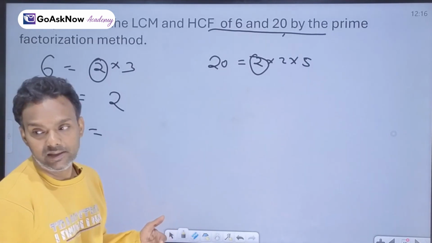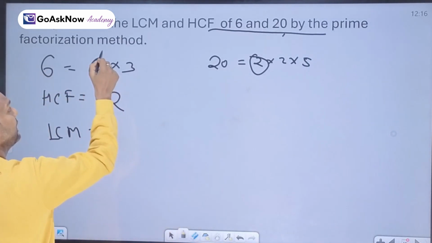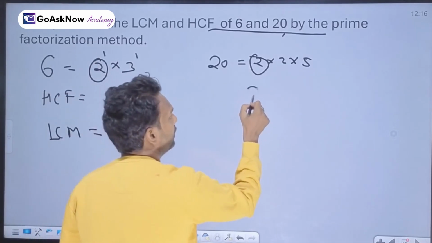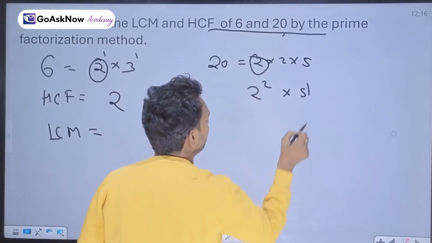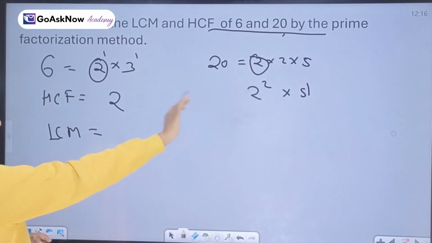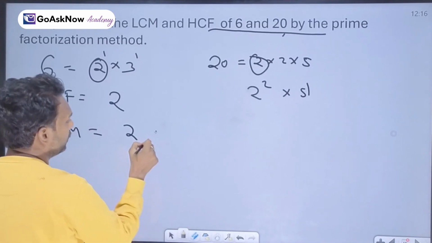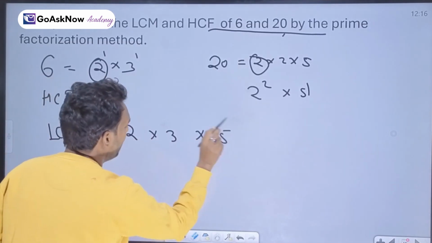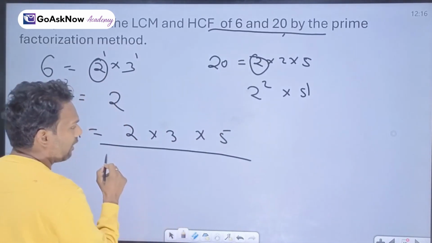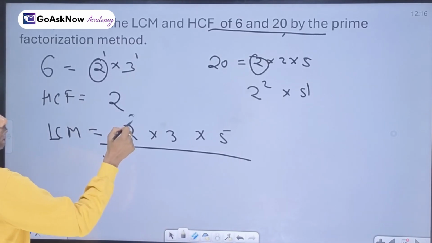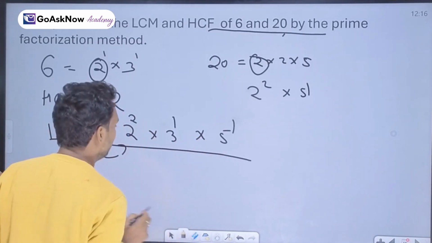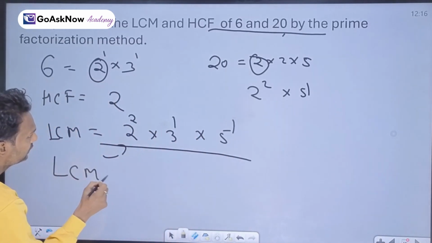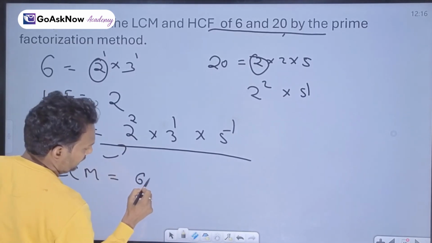For LCM, we will look for the least common multiple. And how will we get that? We write 2 to the power 1, 3 to the power 1, 2 to the power 2 and 5 to the power 1. Now we will write all the prime factors that appear: 2 into 3 into 5, and now we will take the maximum power of these numbers. So 2 to the power 2, 3 to the power 1 and 5 to the power 1. LCM is 60.